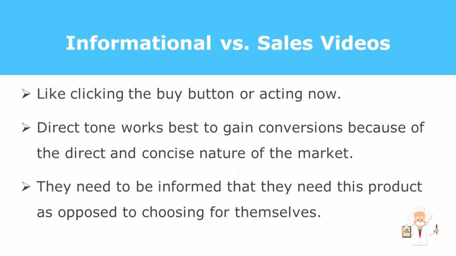Informational versus sales videos. Some of your buyers react best to videos that explicitly tell them what to do, like clicking the buy now button or acting now without feeling like they're being sold to. For internet marketing videos, this direct tone works best to gain conversions because of the direct and concise nature of the market. Other markets like personal development have a strikingly different approach in the tone of the video. They need to be informed that they need this product as opposed to choosing for themselves.